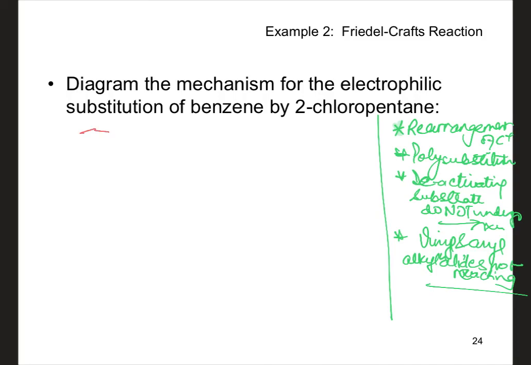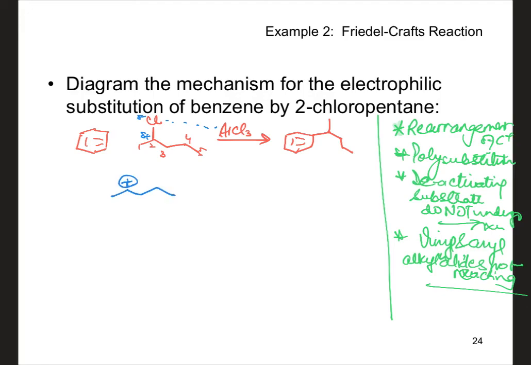So we have benzene. We want to react it with 2-chloropentane. 2-chloropentane means, is it a linear or is it a branched alkyl halide? Yeah, it's branched. So do you think this will undergo the reaction, or do you think it will undergo rearrangement? Yeah, this doesn't have room for rearrangement if you think about it.